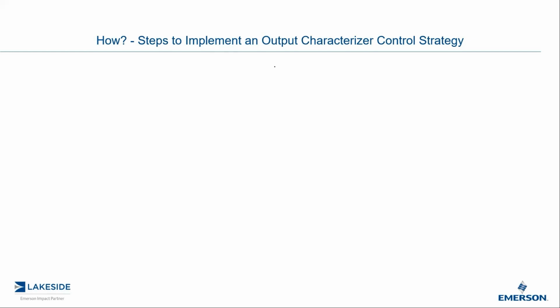Okay, so the steps. How do we actually implement this? First of all, we have to decide: is this required? Does the process change enough? Do we need a wide operating range? Is an output characterizer required? Let's face it, I've spent a lot of my career trying to simplify things as much as I can. And therefore, we have to consider whether this is required.